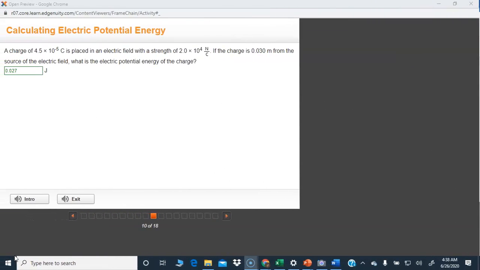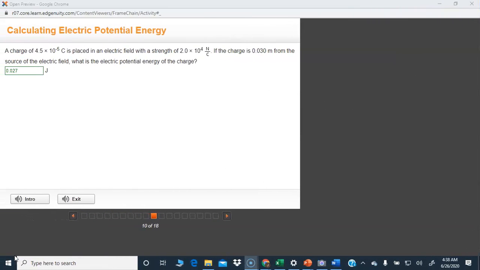All right, so we're given a problem here. A charge of 4.5 times 10 to the negative fifth coulombs is placed in an electric field with a strength of 2.0 times 10 to the fourth newtons per coulomb. If the charge is 0.03 meters from the source of the electric field, what is the electric potential energy of the charge? Okay, and you can see the answer there, but how did they get that? So let's go ahead and work that problem.